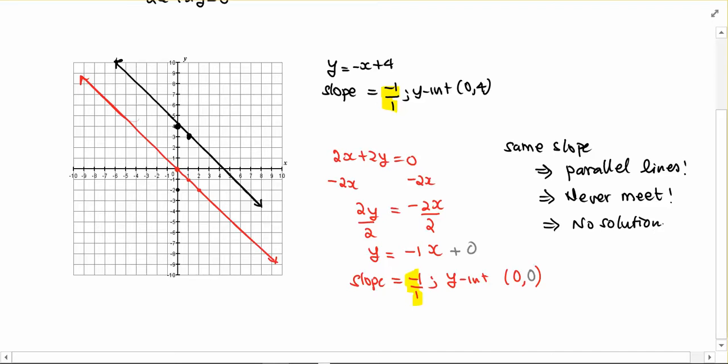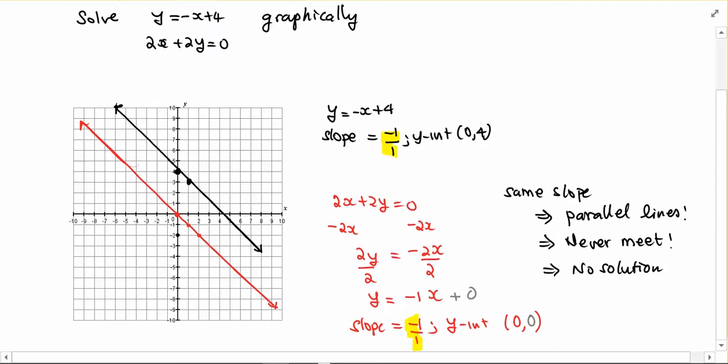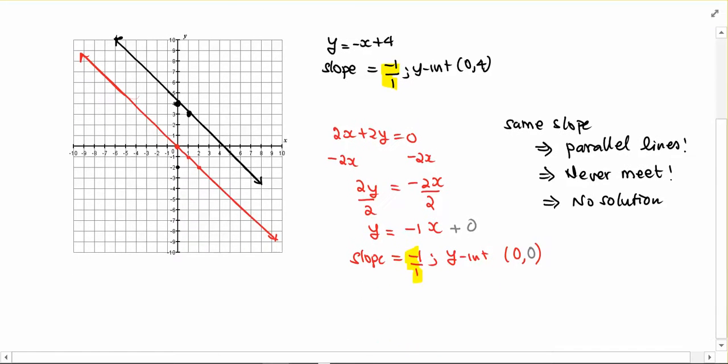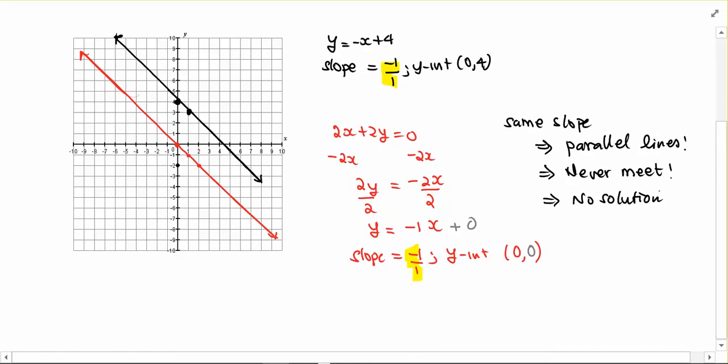Remember what a solution is. A solution to a system is where they cross. So in this case, they never cross. So solve the system graphically, fine, you draw the picture. The answer to this question is this: no solution. Now be careful when you're doing these problems to always write no solution.